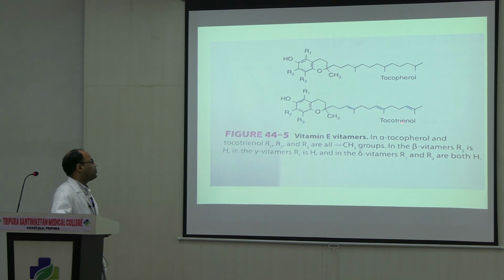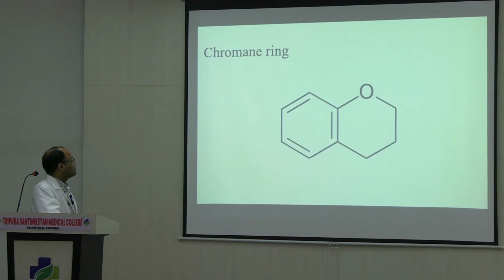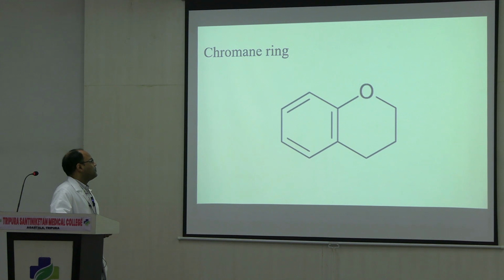Okay, tocotrienol. This has several double bonds. This is the chromane ring. In this part, the free electron, the free radical, is moving, and it can come here and eventually be taken care of. All of you know the benzene ring has an electron cloud, and there is also an electron cloud here, and they take care of the free radicals. Okay.